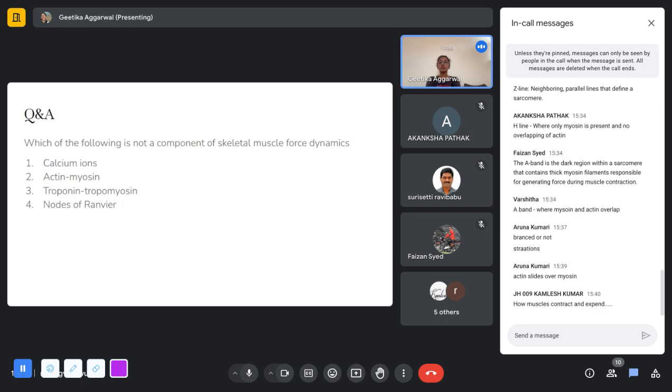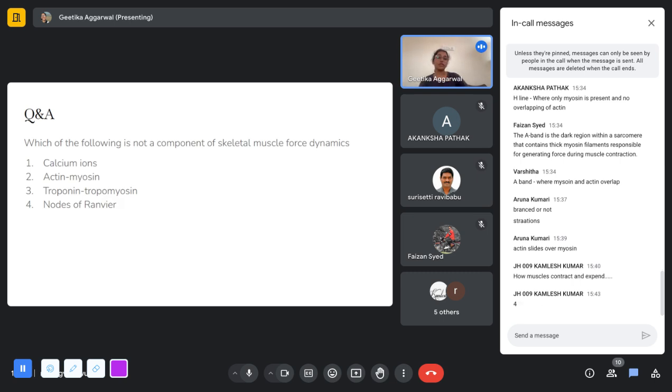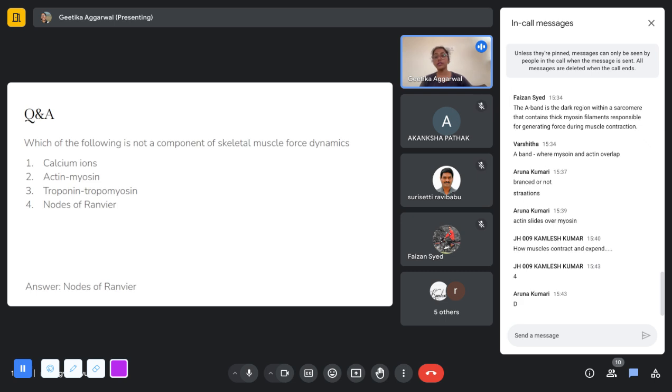So the first question is, which of the following is not a component of the force dynamics in skeletal muscles? Calcium ions, actin, myosin, troponin, tropomyosin, or nodes of Ranvier? Fourth one, correct. Basically, nodes of Ranvier are not a part of skeletal muscle force dynamics. Can you tell me where these nodes of Ranvier are actually found in our body?